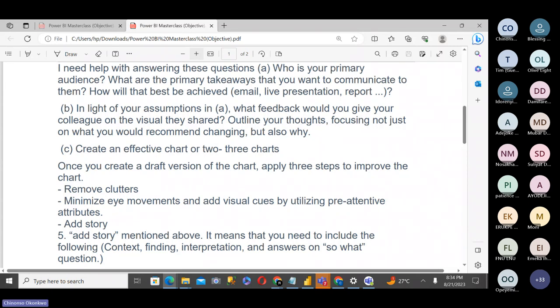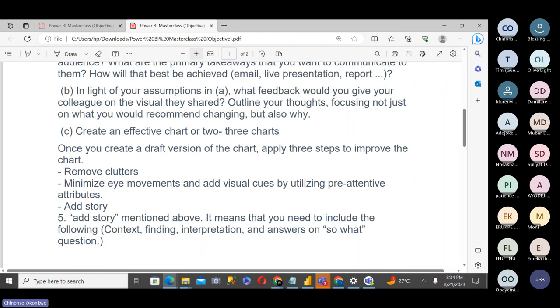So create an effective chart. Once you create a draft version of the chart, apply three steps to improve it: remove clutter, minimize eye movement, and add visual cues by utilizing pre-attentive attributes. Add story. Adding story, as mentioned above, what does this mean? It means that you need to include the following: context, finding, interpretation, and an answer to the so-what question. So what with your data?